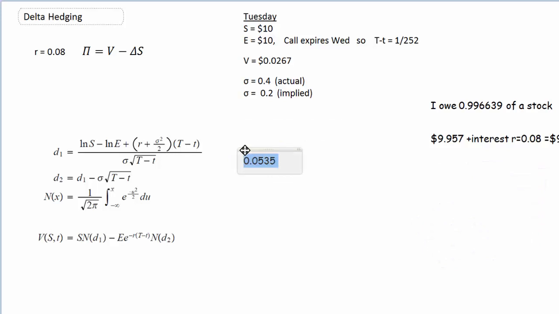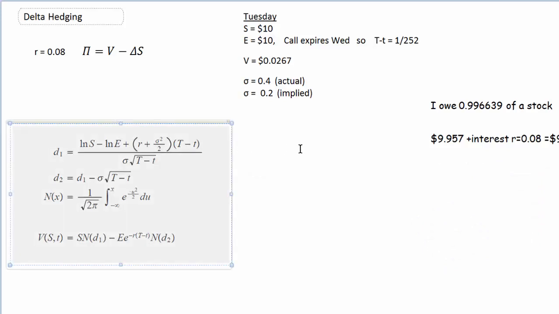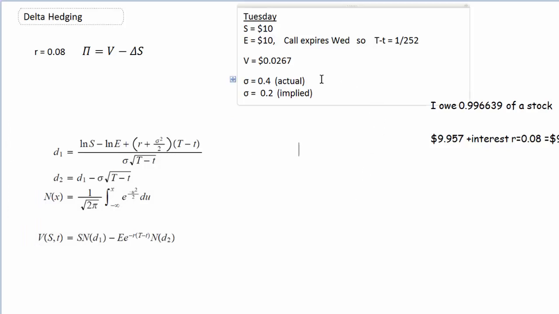But my delta has changed because the delta formula is made up of, I'm hedging with the actual volatility. So I'm using the actual volatility, the 0.4. But what has changed? Well, the stock price has changed and time has changed.